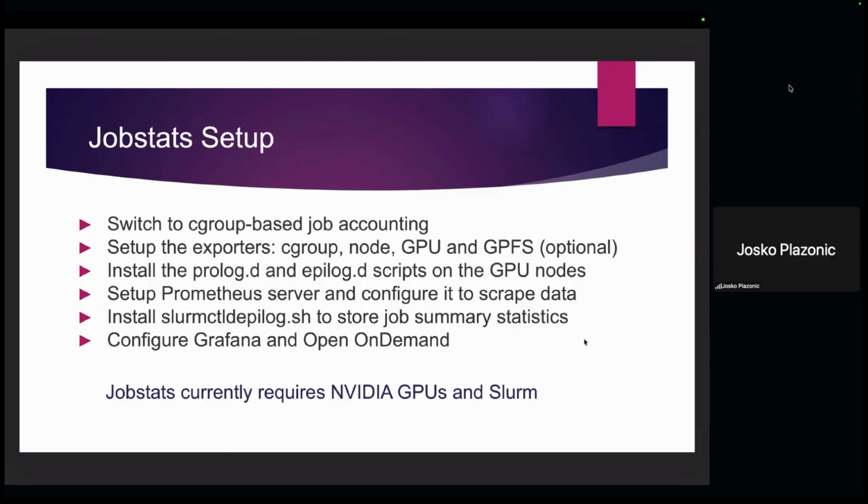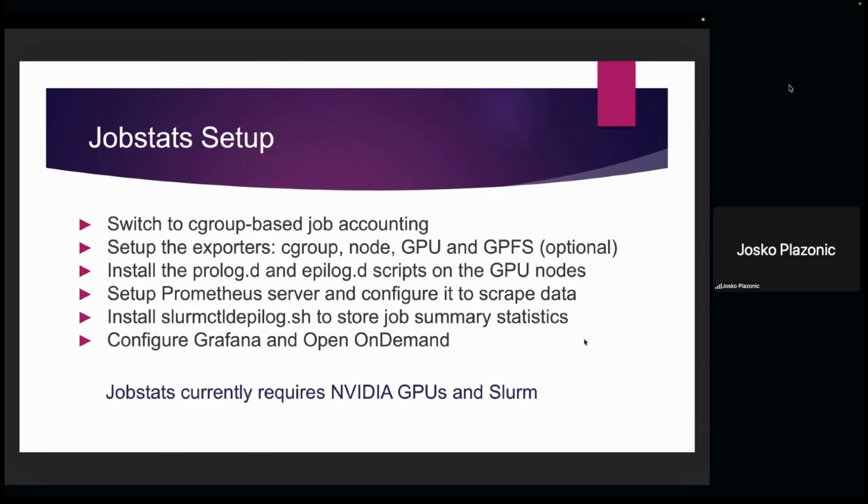Then the Prometheus server obviously needs to be configured to collect all of this data from all of the nodes. And finally, for Slurm, we have a slurmctld epilogue script. This is a script that runs at the end of each job. And we use that opportunity to calculate the summary and store it in the admin comment in the Slurm database for easier and much faster calculating of the summaries of the job.